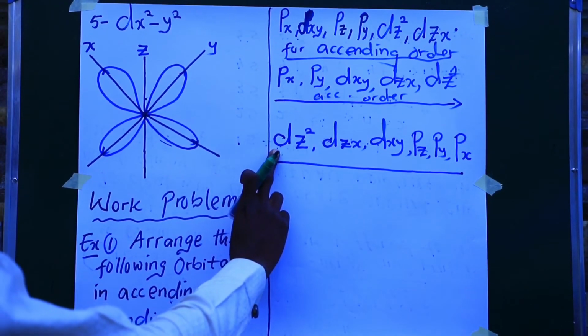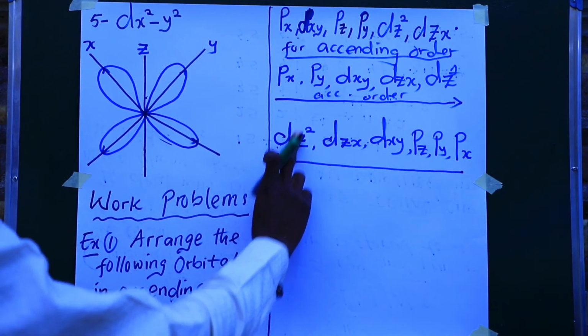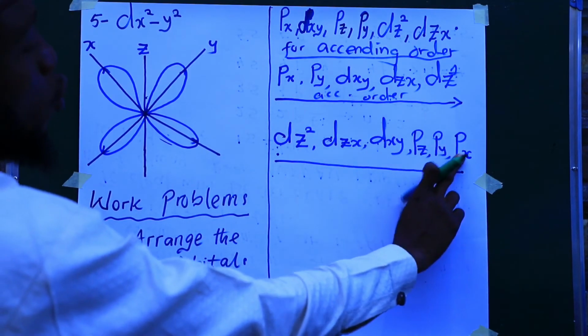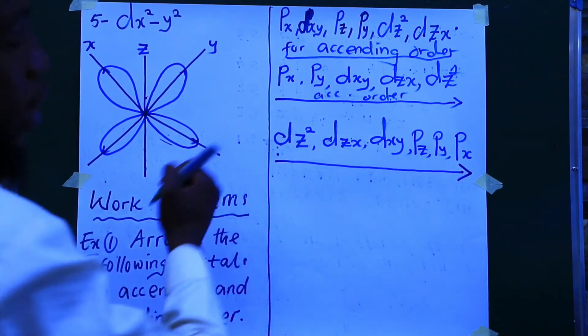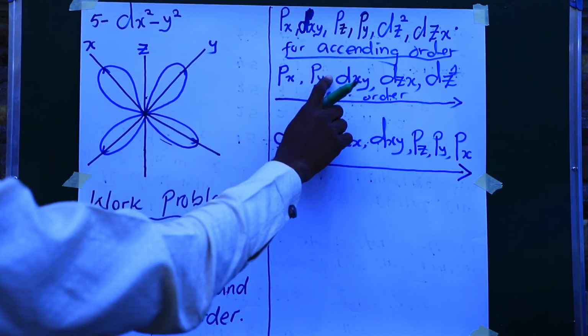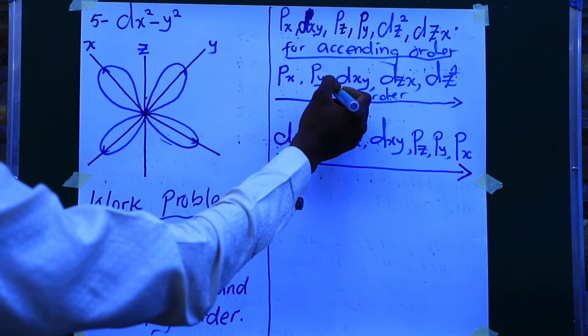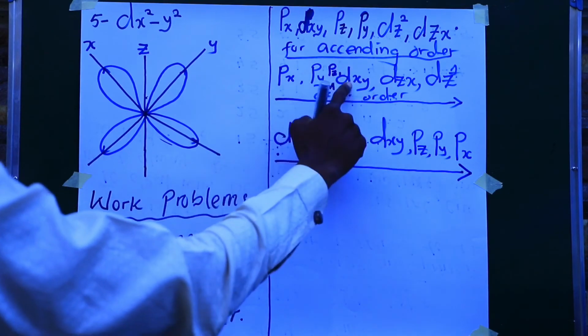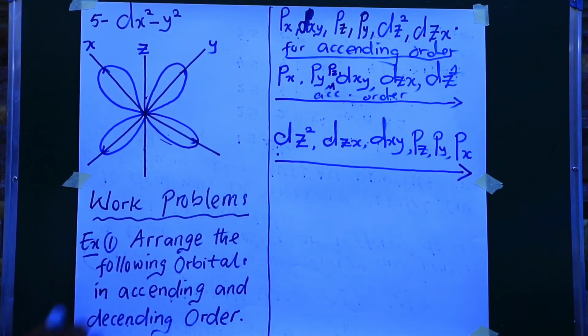Dz square shows that this point is where the orbital is highest. Then it goes down. That means descending order, from higher orbital to lower orbital. I made a little mistake here. Before dxy, there is the pz orbital. Pz orbital before dxy. So good.